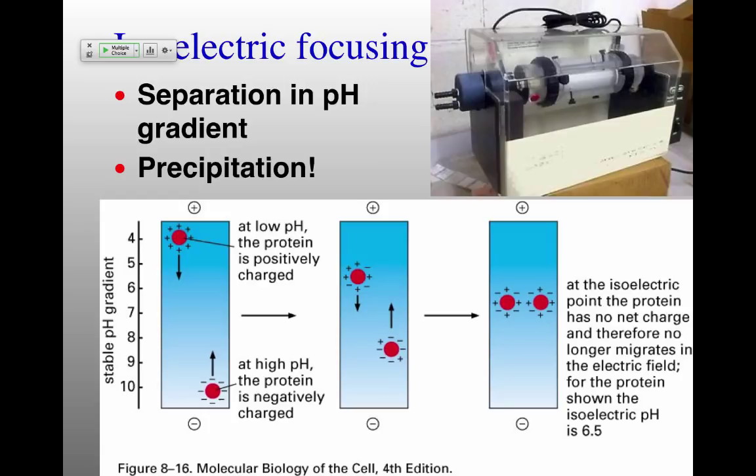This is one of the apparatuses that was used to do this. I found this in an old lab that we were cleaning up almost a year ago now. Unfortunately, these things break all the time, so they're not a wonderful technique. The theory is wonderful. The practice is a little bit problematic. And one of the main reasons it's problematic is that a lot of proteins, at their so-called isoelectric point, don't have a net positive or a net negative charge. They have a net neutral charge.